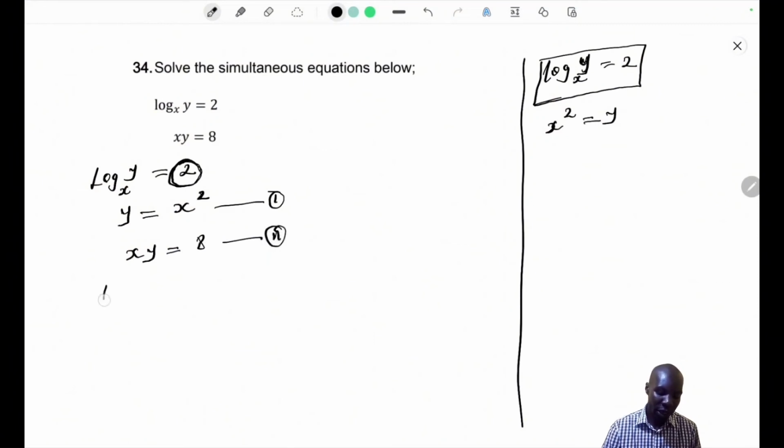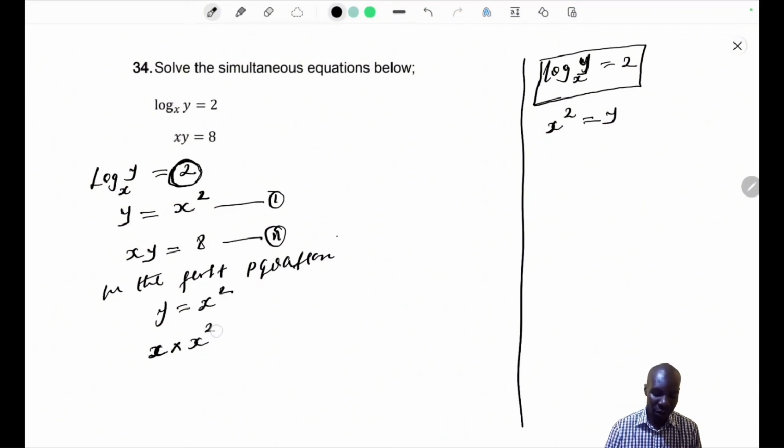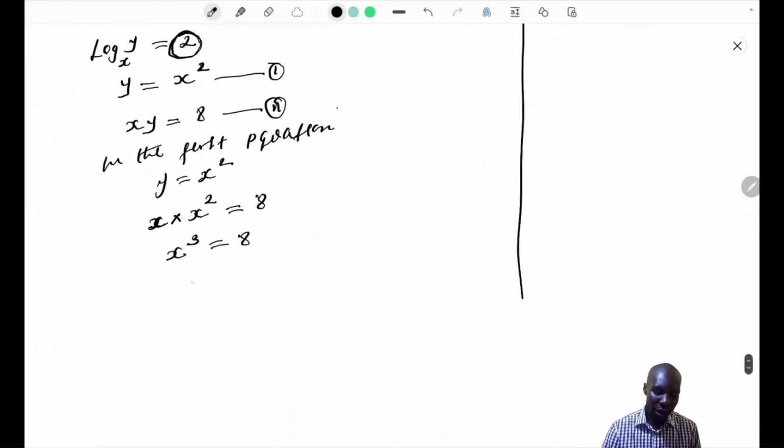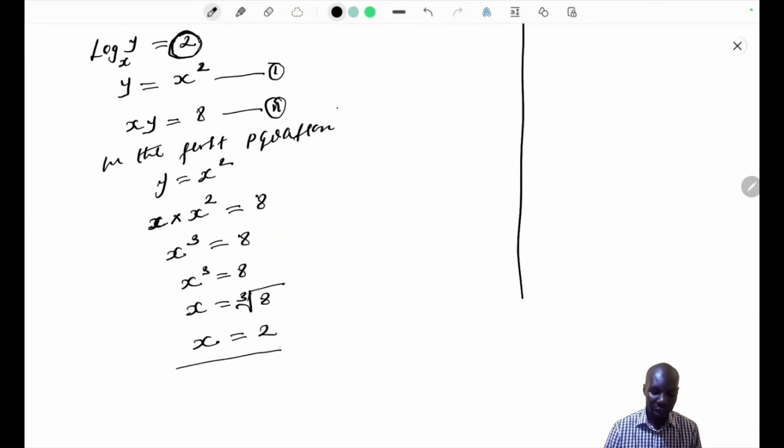So in our first equation, we are given y is equal to x squared. Then in the second equation, x times y, and what is y? Y in the first equation has been gotten as x squared, should give us 8. So that is x to power 3 should be equal to 8, hence x is equal to the third root of 8. So x is equivalent to 2. That is the value of x.